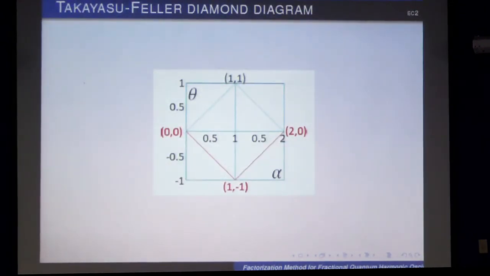Moreover, theta and alpha, in fact, Fernando also showed some domains, and according to his equations, fractional differential equations, this theta and alpha should be in this diamond here. It is called the Takayasu-Feller diamond diagram. Takayasu wrote a small book on fractal physics, and apparently he introduced this kind of domain.